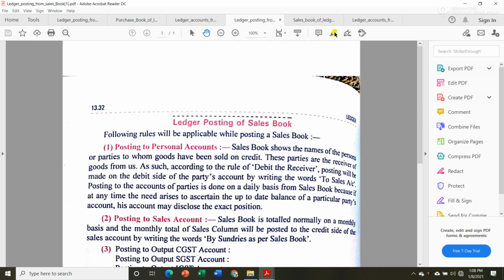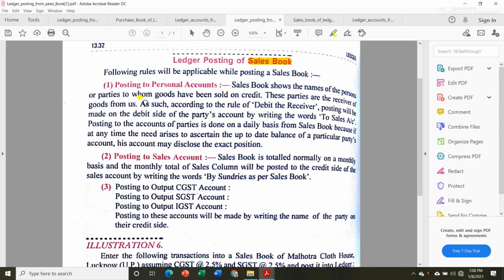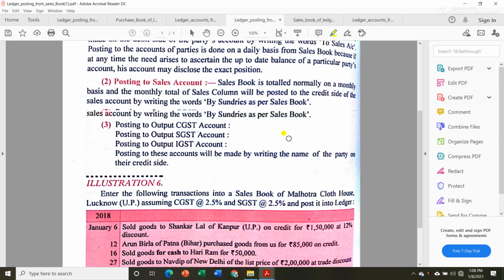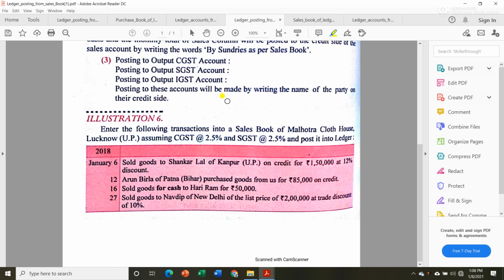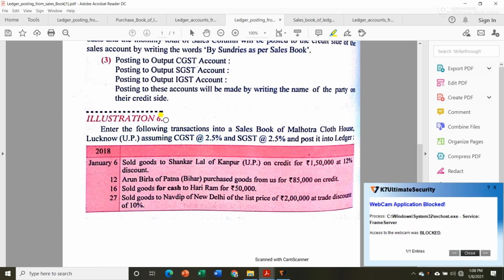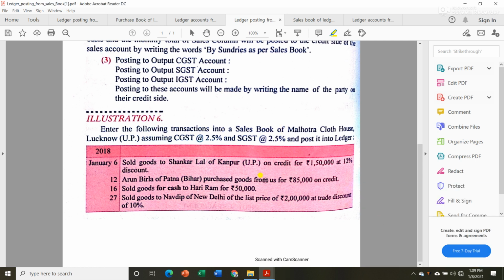Now I hope you already know what is sales book. It is nothing but the book in which we record all the credit sales of goods. Okay, now I'm just going to ignore this theory part because you can read it by yourself. Let us focus on the practical. Now I have taken illustration number 6. Okay, now let us see the question, what they are demanding and what we are supposed to prepare.